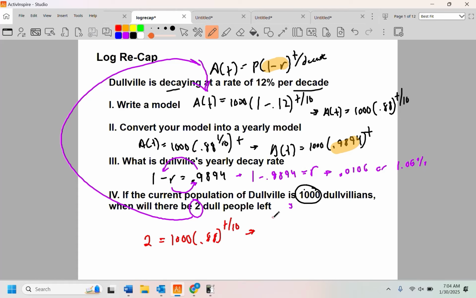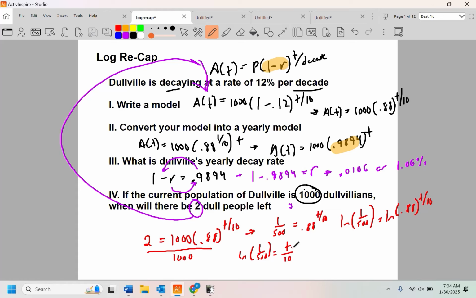So I'm going to divide out my 1,000. So 2 over 1,000 is 1/500th. That would be equal to 0.88 to the t over 10. Now I'm going to ln both sides. The ln of 1/500th is the natural log of 0.88 to the t over 10. I've got a property that says I can shift exponents to the front. So the natural log of 1/500th is t over 10 times the natural log of 0.88.